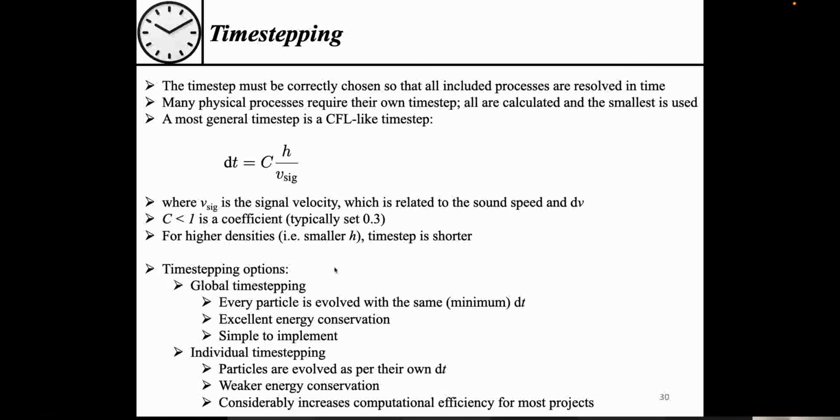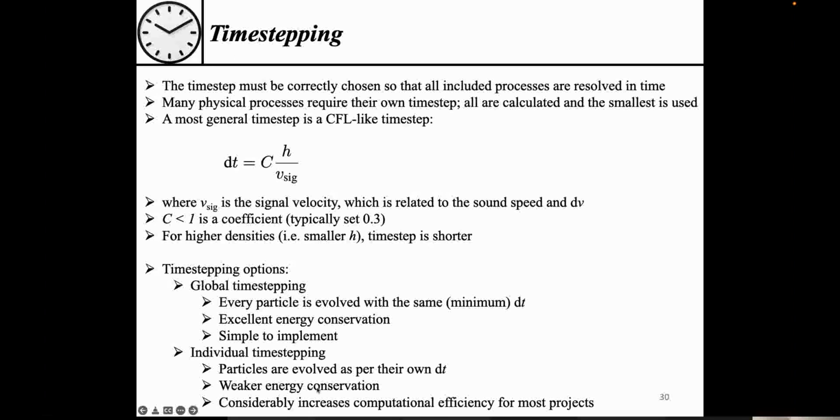Now, the one that you'll most frequently see or understand is this expression, which is a CFL, or Courant-Friedrichs-Lewy-like time step, which is dependent on your smoothing length and, in most cases, the sound speed. C is just a constant less than 1. So for smaller h, which is smaller smoothing lengths, you have higher densities, which means shorter time steps. This is just something that you do need to be aware of if you start modeling really dense regions.